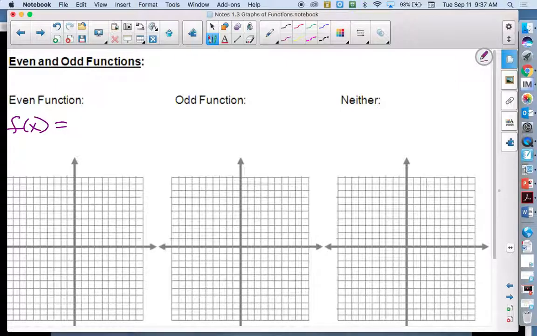if you have your original function and you make the x negative, if it simplifies algebraically to become the same function, then we say that it's even, and I'll show you what it looks like. But essentially, your function remains the same when you perform this algebraic test. If that happens, then we say that it's an even function.